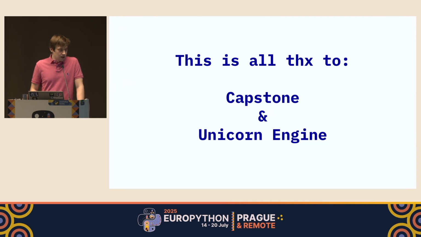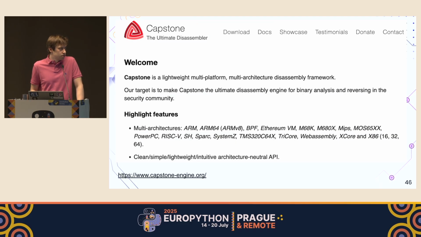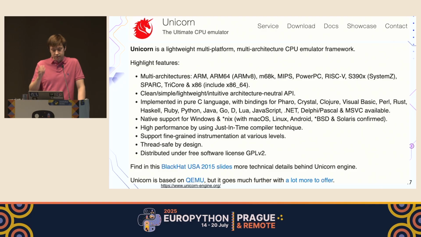And how do we do that? We use two frameworks that have Python bindings. There is Capstone and Unicorn Engine. Capstone is a disassembly framework. It supports a lot of different architectures and can be used in Python. And Unicorn is a CPU emulator.